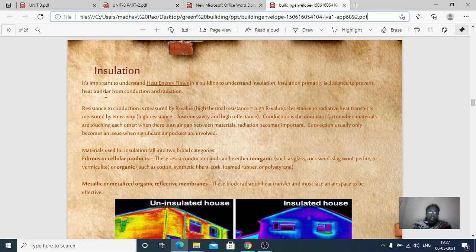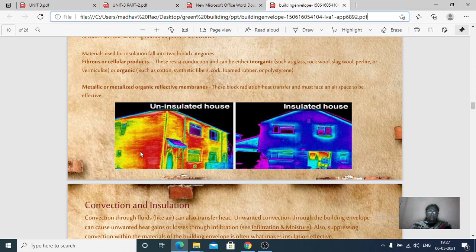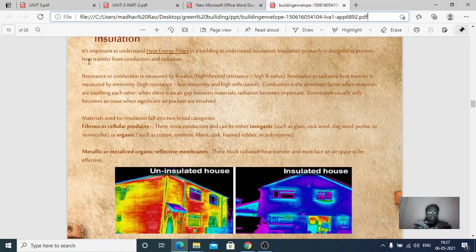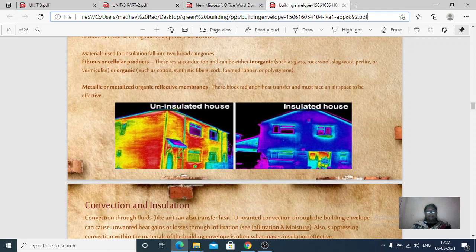So see here, you can see an uninsulated house and this is an insulated house. What is the difference between insulated and uninsulated? It is important to understand heat energy flows in a building to understand insulation. Insulation is primarily designed to prevent heat transfer by conduction and radiation, right? This is the normal building where we did not do any thermal insulation. Here you can see the thermal insulation, right? There is the difference.